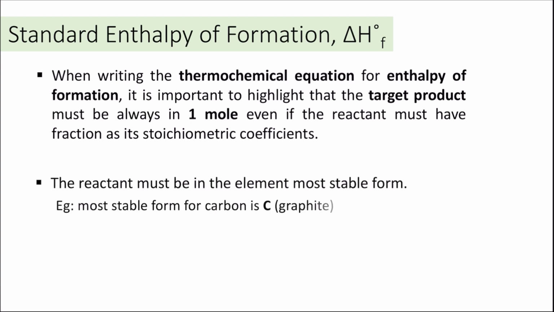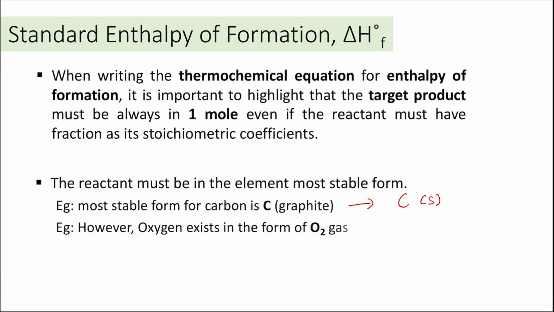Contoh, kalau carbon, the most stable form untuk carbon adalah graphite. This is in carbon solid phase. And then macam tadi, oksigen exist sebagai oksigen gas. So, dia mesti O2 gas. Okay, so pastikan awak tahu.